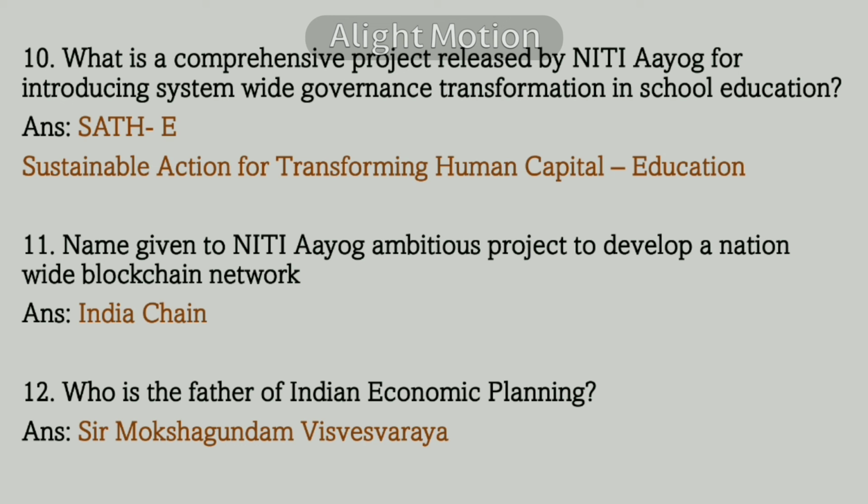Okay. What is the name given to NITI Aayog's ambitious project to develop a nationwide blockchain network? The name is India Chain, that is binding the whole country into one, that is blockchain, digital ledger technology. Okay, we discussed blockchain earlier as well. So, who is the father of Indian economic planning? Sir Mokshagundam Visveswaraya is the father of Indian economic planning.